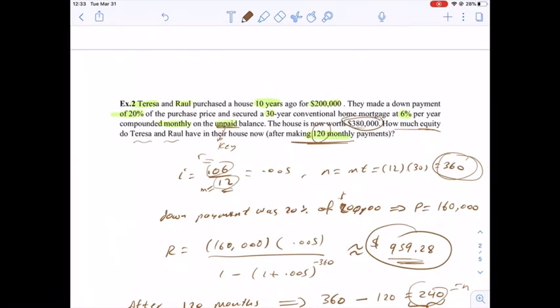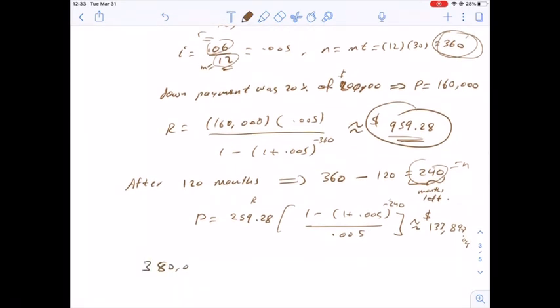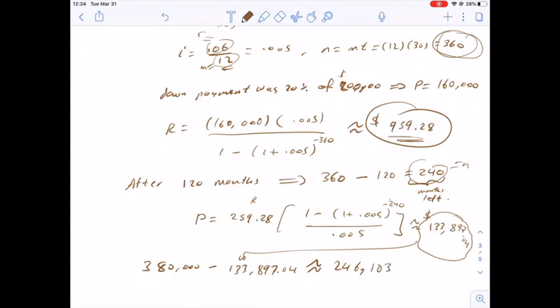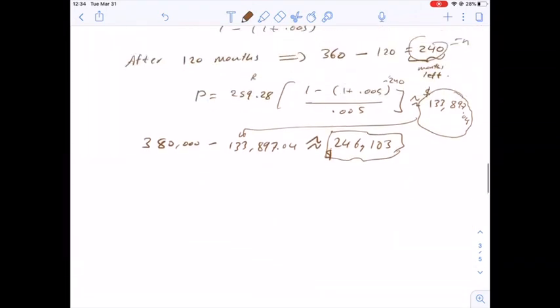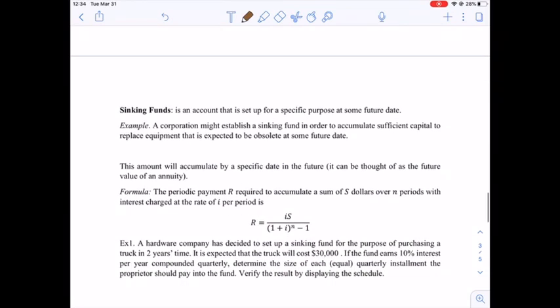Now, in the question, we want to know how much equity Teresa and Paul have in their house now. So we have 380,000 minus what's calculated here, the present value, 133,897.04, and this is approximately 246,103 dollars. This is just an approximation of the answer. Okay, so this is how we apply the formula and we understand the amortization.